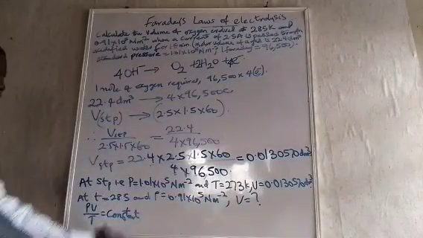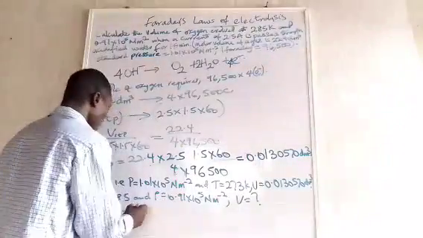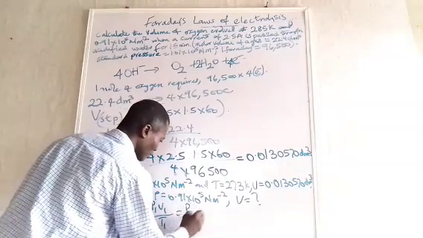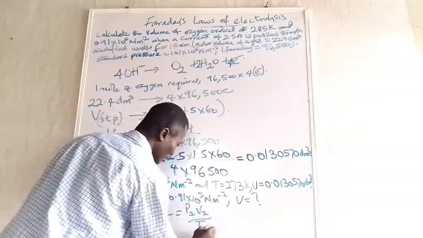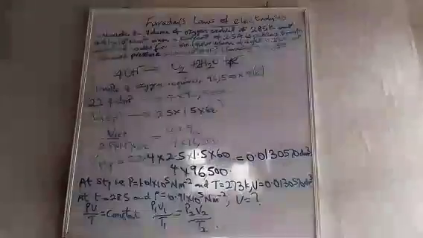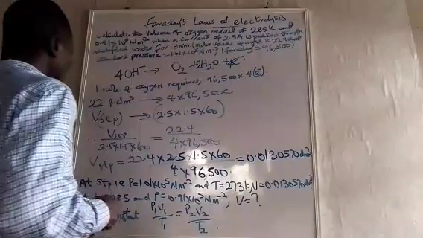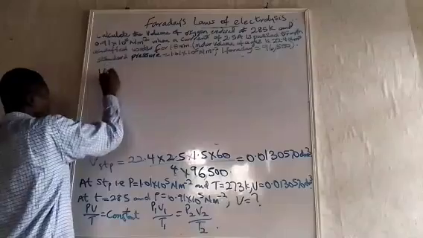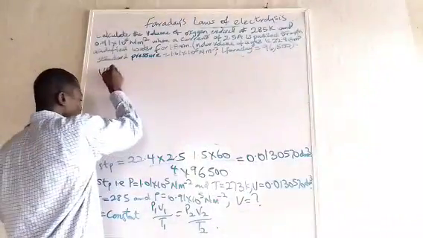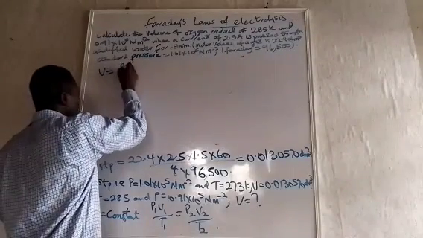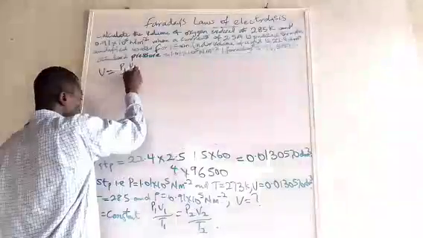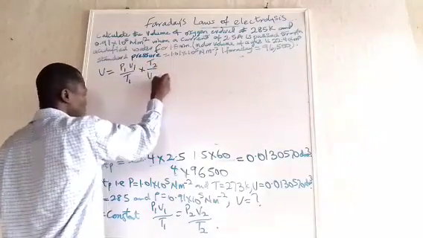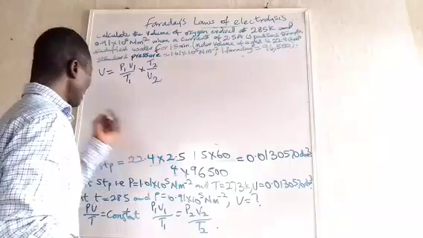We can now say that P1 V1 over T1 is equal to P2 V2 over T2. So we can now say that V2, which we are calculating, is equal to P1 V1 over T1 times T2 over P2. And we know what our P's are.